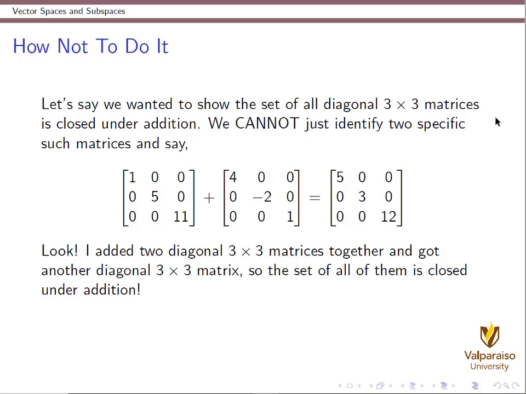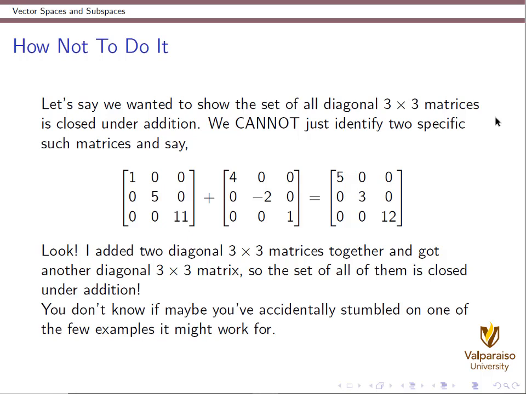So let's say we've gone into the vector space of all 3x3 matrices, and we've now collected together, well, we don't just want any 3x3 matrices. We're just going to take the set of diagonal 3x3 matrices, and we want to show that it's closed under addition. What we can't do is just write down, say, what I've put here on the screen and say, look, there's two diagonal 3x3 matrices, and I added them together, and we produced another diagonal 3x3 matrix, and so ta-da, this set is closed under addition, right? This isn't good enough because maybe we've just accidentally stumbled on a random case where it does work, but there are other cases where it wouldn't.